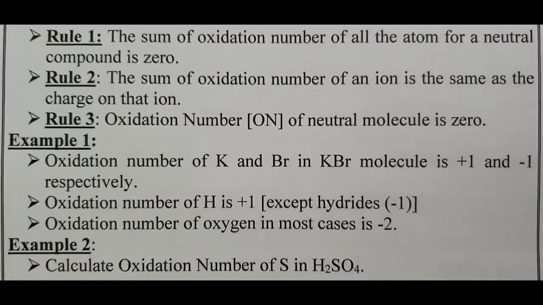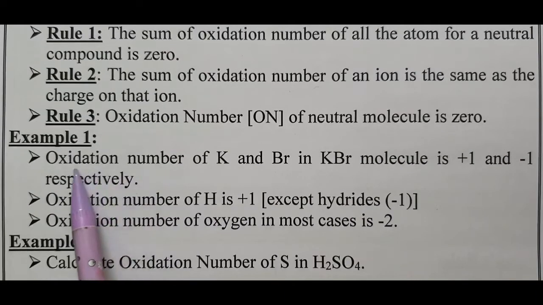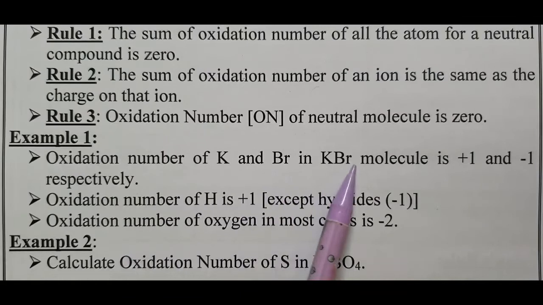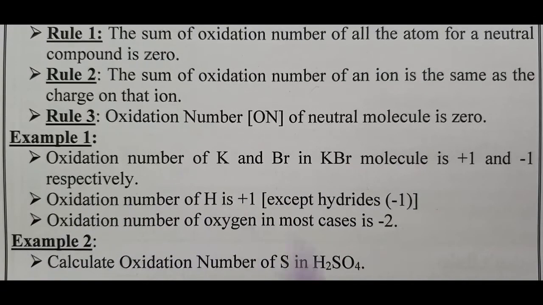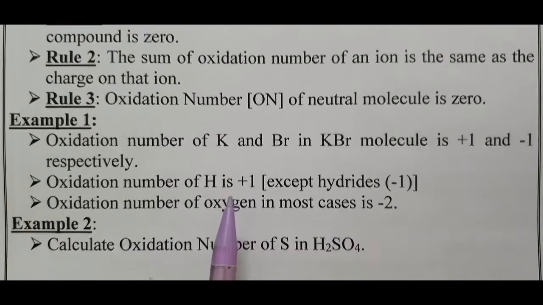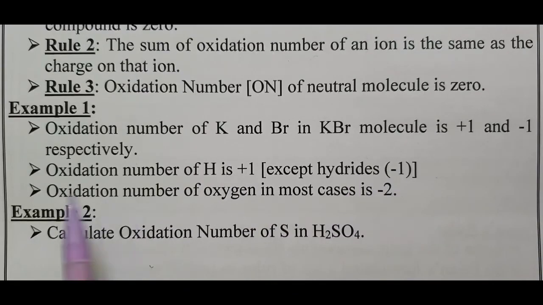Now for an example: the oxidation numbers of potassium and Br in the KBr molecule are +1 and -1 respectively. The oxidation number of hydrogen is +1 except in hydrides, in which it is -1. The oxidation number of oxygen in most cases is -2.